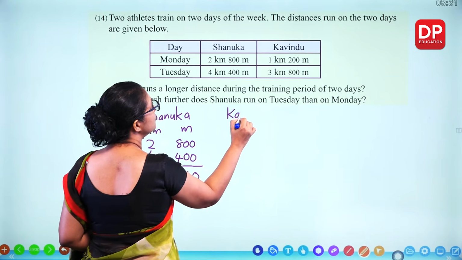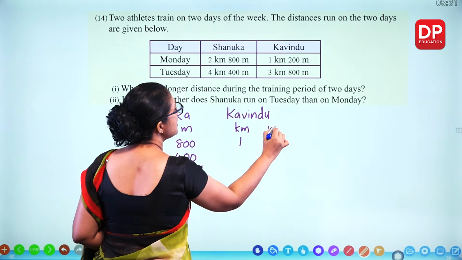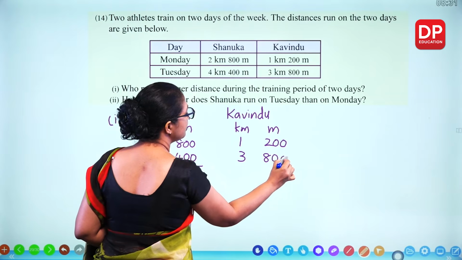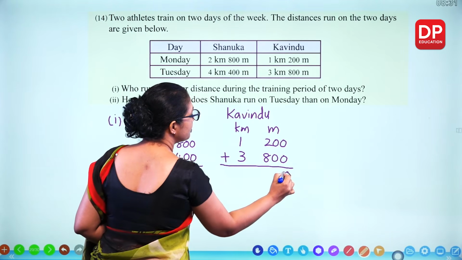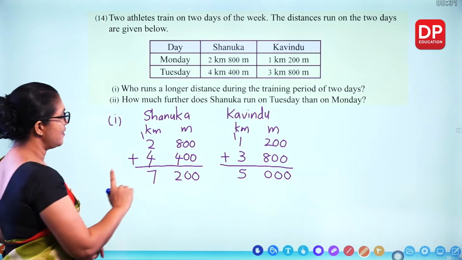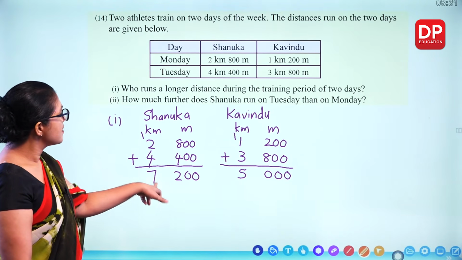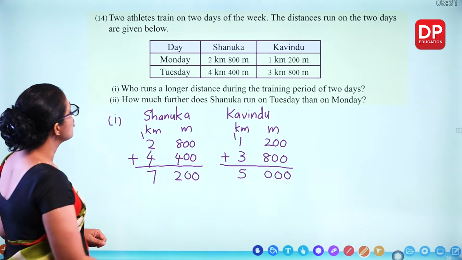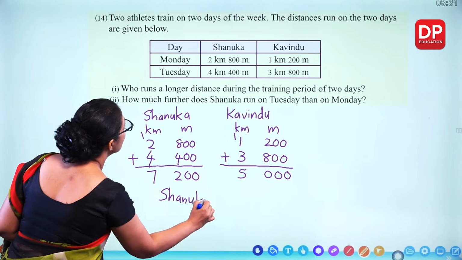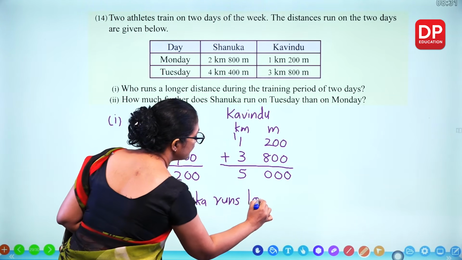Now Kavindu. One kilometer and 200 meters. This is 3 kilometers and 800. 1 take it here. 2 plus 3, 5. Now we can see which length is bigger. This one is bigger, so that means Shanuka runs longer distance.